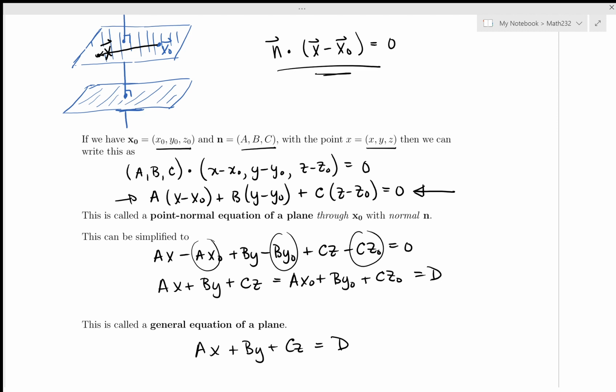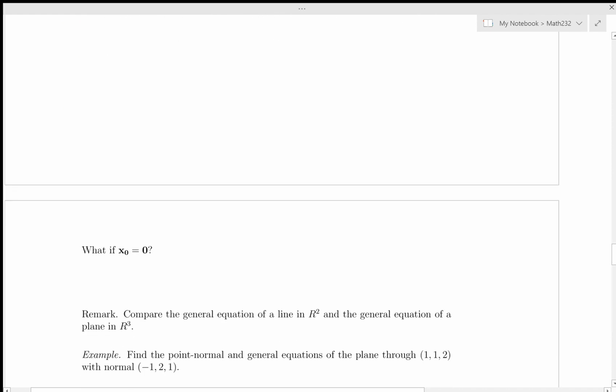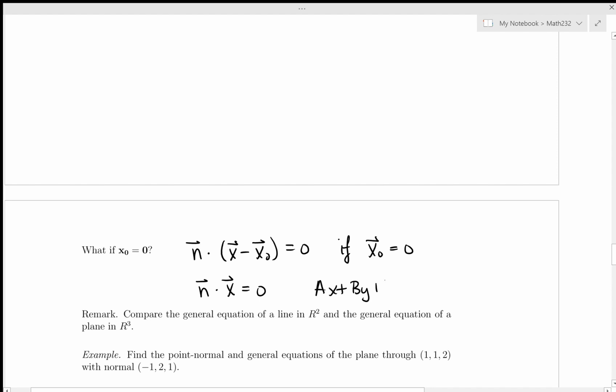Again, we ask the question, what happens if x naught is 0? And that would mean that we still have the same formulation, that the normal dot product with x minus x naught will be 0 as it was before. But now if x naught is equal to 0, then this becomes n dot x is 0. And when I write it out in the general form equation of a plane, that looks like this, ax plus by plus cz is equal to 0. So that is a plane that goes through the origin.